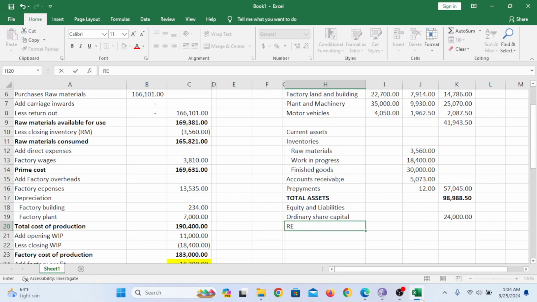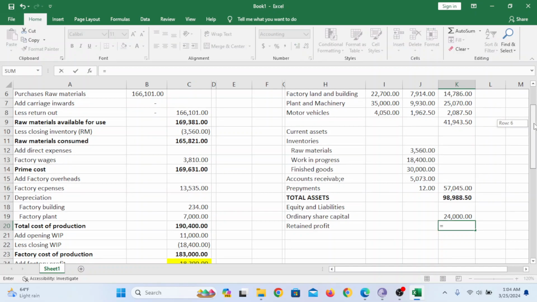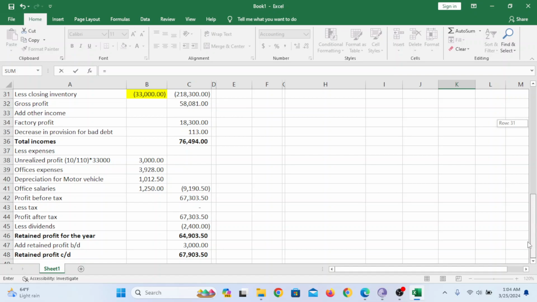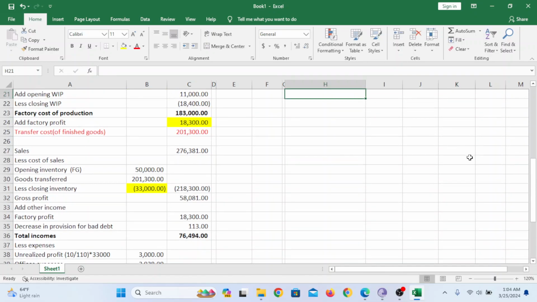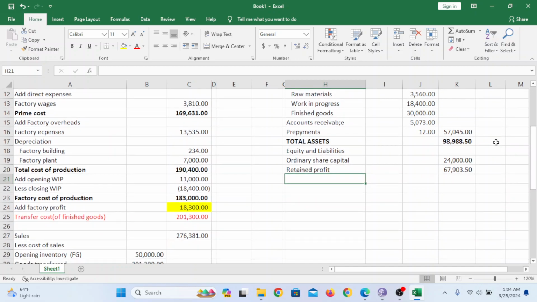Then we have now the retained profit. So retained profit, we are picking what you have as the last item in the statement, the retained profit carried down here, the 67. So the equity that you have. Then we need to bring in current liabilities because we did not have non-current liabilities. So we have current liabilities.